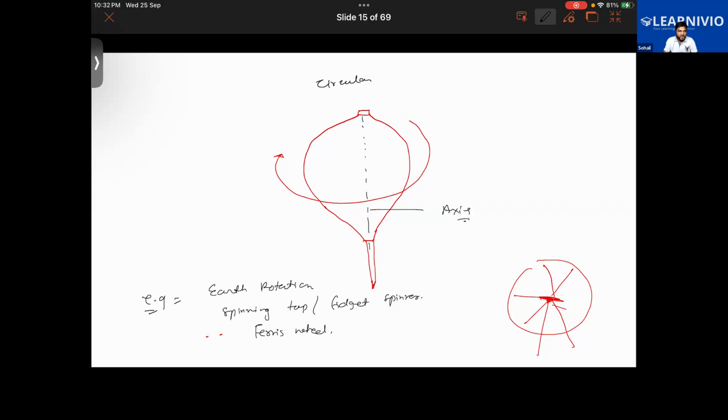Or you take a basketball and you spin it on your finger. That also does a rotational motion. Or the bicycle wheel, isn't that also an example, guys? So the bicycle wheel is also rotating about its axis. So these are some of the bodies that are doing rotational motion. Got this, everyone? Hope this much is clear.